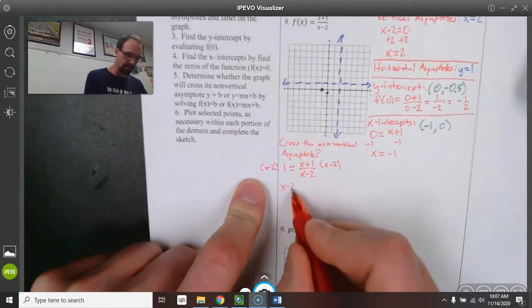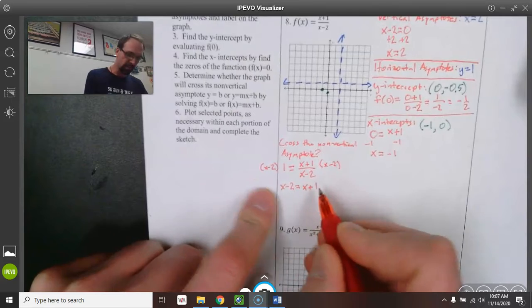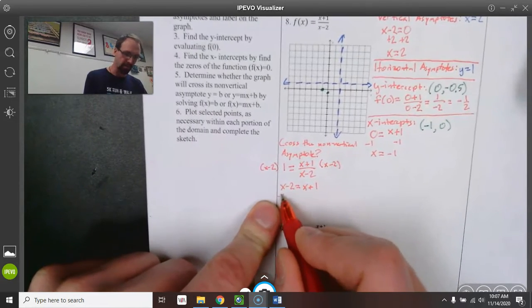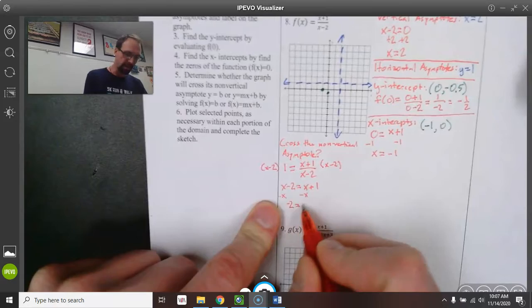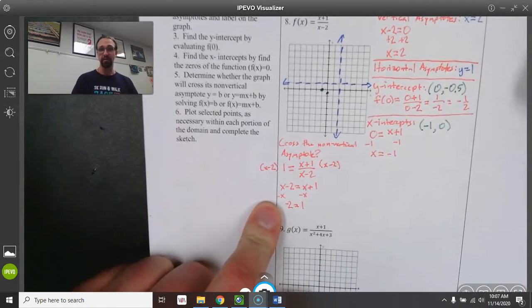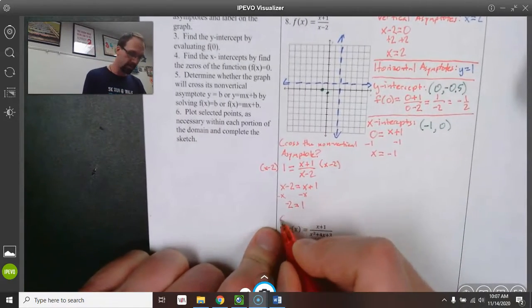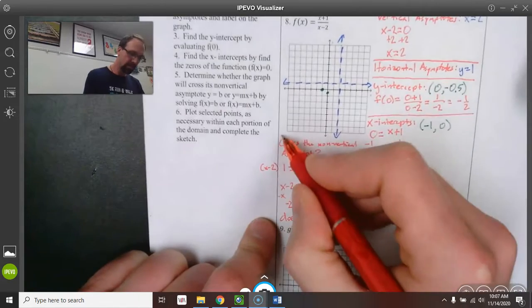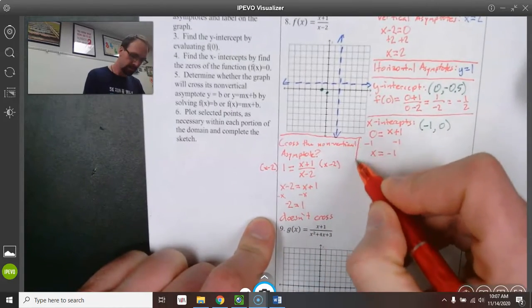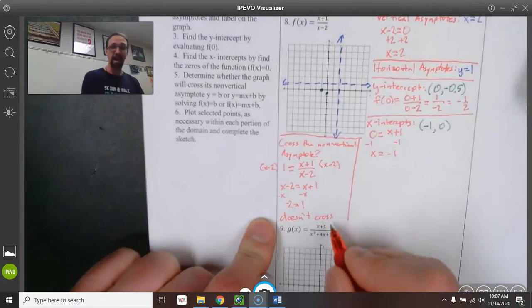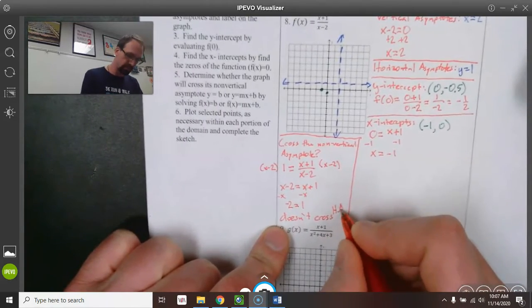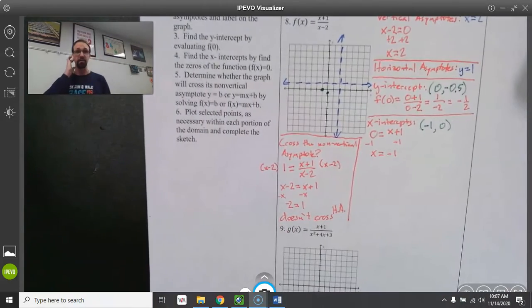So I have x minus 2 equals x plus 1. What happens if I subtract x from both sides? I'm left with negative 2 equals 1. This is not a true statement, so this will not cross. It is not going to cross your horizontal asymptote, because it's not a true statement.